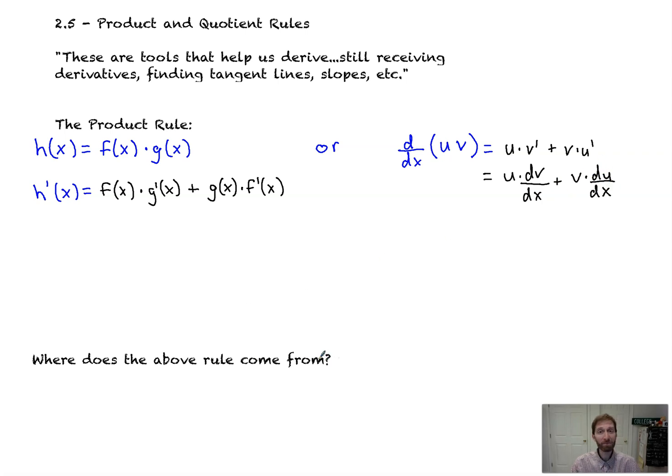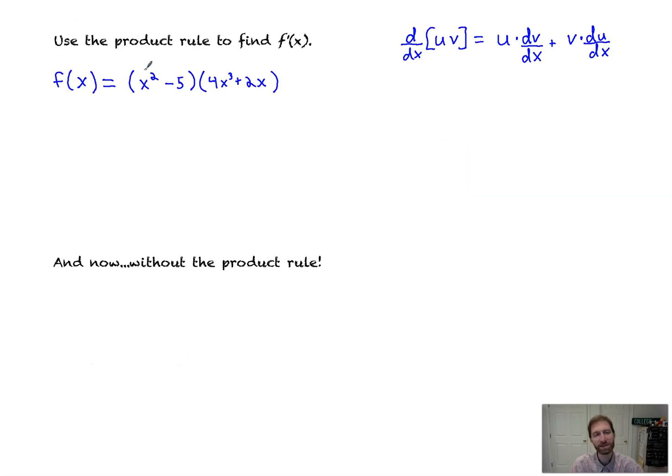Where does that come from? I'm glad you asked. It comes from the limit definition of the derivative. Literally plugging in u times v, or f of x times g of x, into the difference quotient and solving it out with some crazy manipulations, and you'll get this. I'm not going to do that for you, right? It's not necessary at all, not even for AB or BC calc.